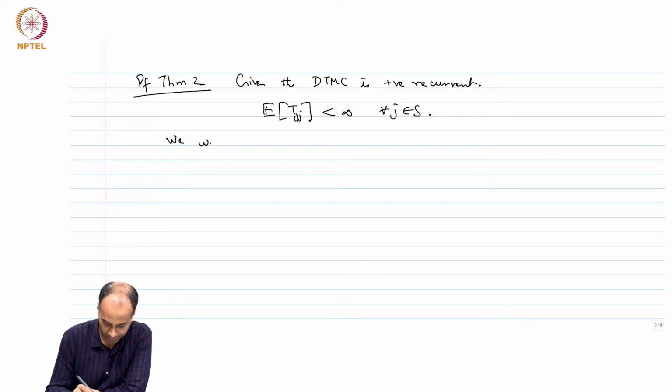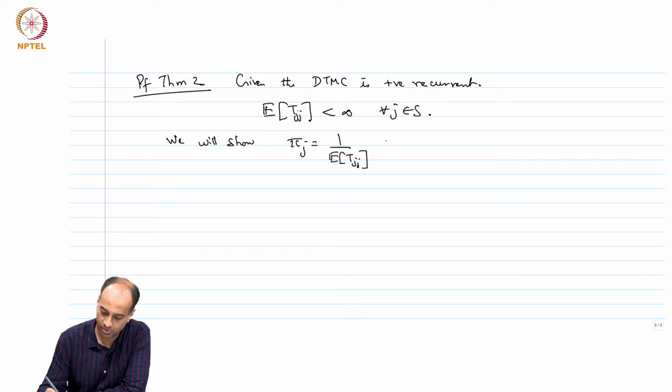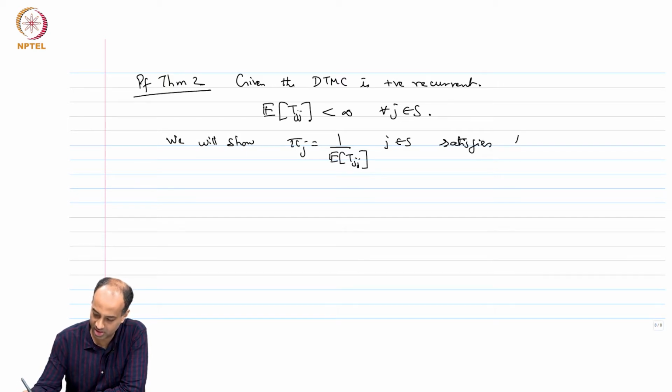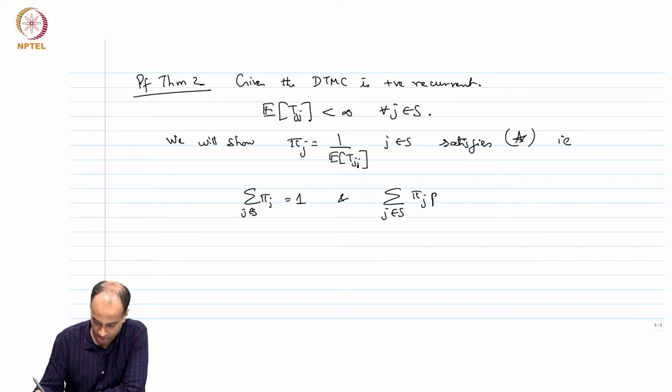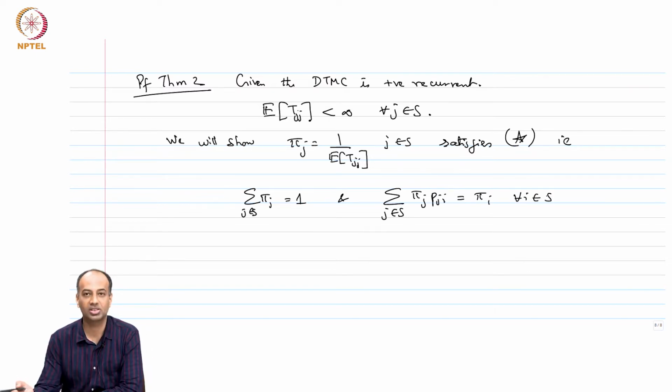What we will show is that pi j is equal to 1 over expected Tjj for j belongs to S satisfies star, i.e. we should have sum over j pi j equal to 1 and sum over j pi j p j I is equal to pi I. This is what star is, right.